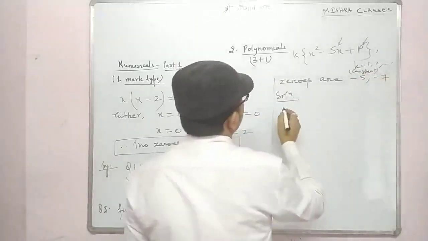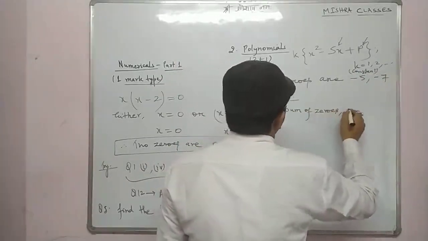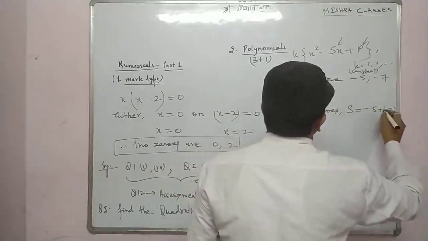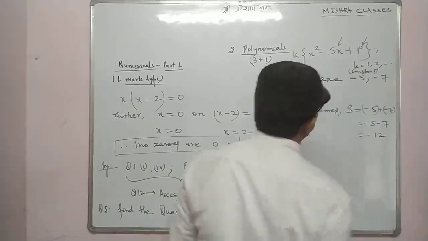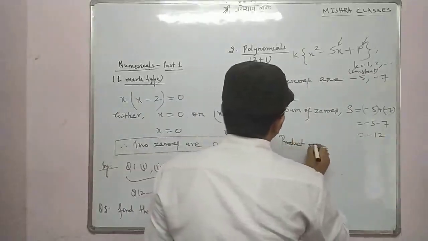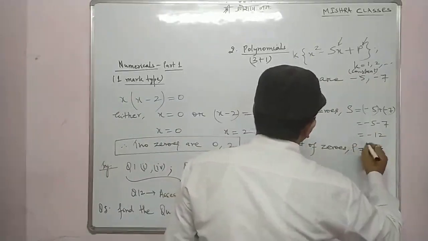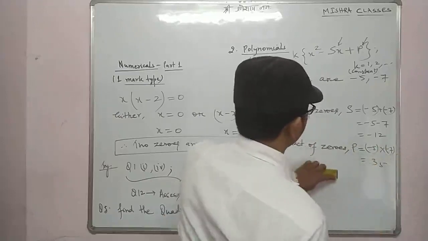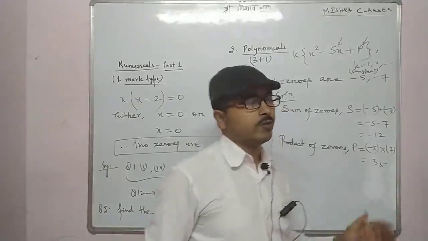Now you see how we do the sum of the zeros, s. So what we can write? Minus 5 plus minus 7. Is it clear? So what we have? Minus 5 minus 7, how much? Minus 12. Is it clear? Next we have the product of the zeros. So what is the product of the zeros? p equal to minus 5 into minus 7. How much? 35. Is it clear? Now we have calculated the value of s and also the value of p.